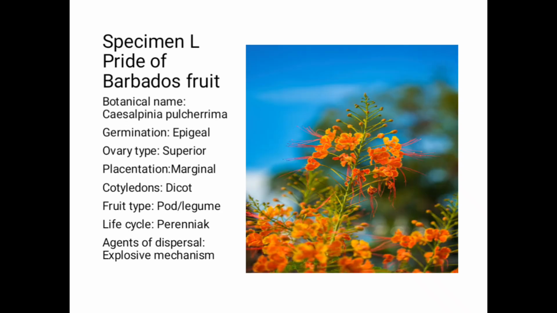Specimen L is the pride of Barbados. Botanical name Caesalpinia pulcherrima. Germination epigeal. Ovary type superior. Placentation marginal. Cotyledon is a dicot plant. Fruit type is a pod or legume. Life cycle perennial. Agent of dispersal, explosive mechanism.